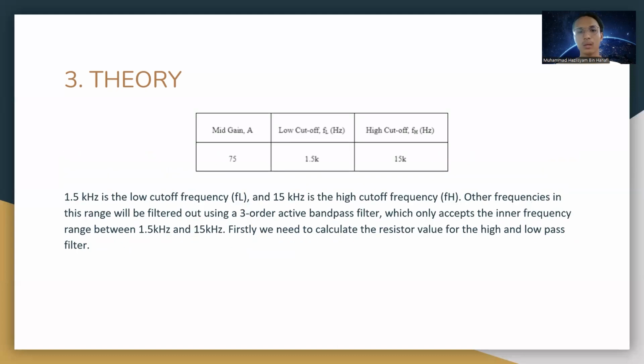So, this is the specification given to my group. For mid gain, the value is 75, and for low cutoff and high cutoff, 1.5K and 15K.